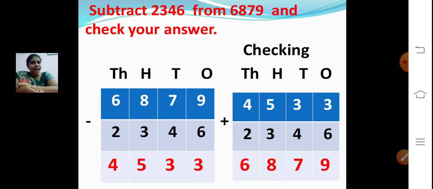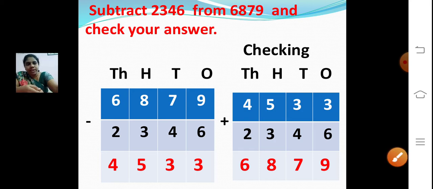Yes, subtract 2346 from 6879 and check your answer. First we have to do subtraction. Whether I have done that sum right or not, I have to check my answer, right? So we'll do the checking also now.